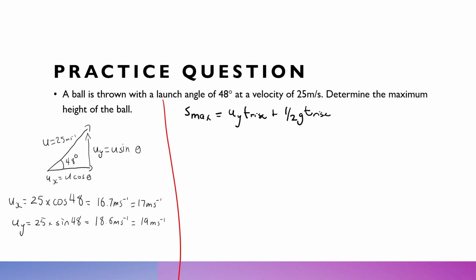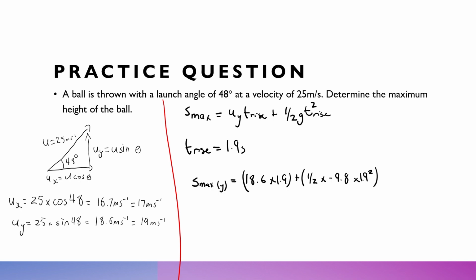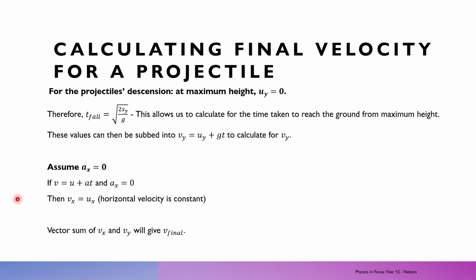We also need t-rise, and from the previous question in this video, we found that t-rise was equal to 1.9 seconds. From here, we can just substitute in all of our values to calculate for s max, which is our maximum displacement in the y-axis. This gives us a value of about 17.7 meters, or 18 meters to 2 significant figures. 2 more variables to go.